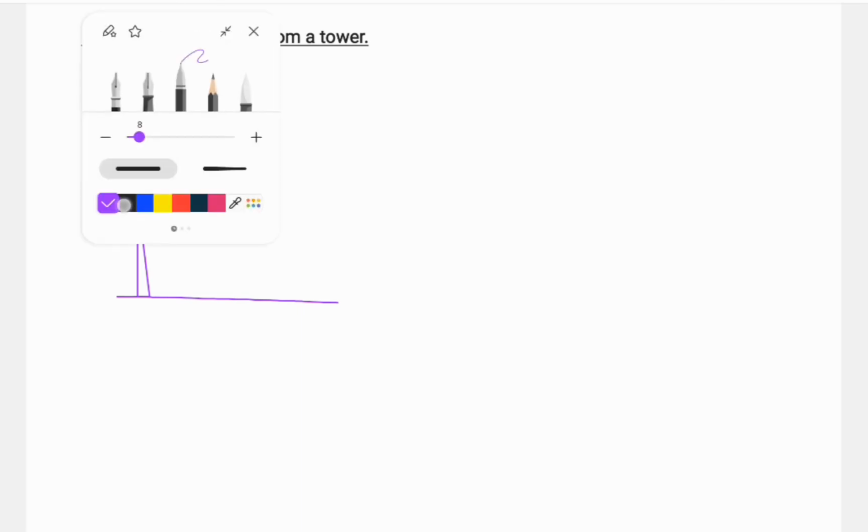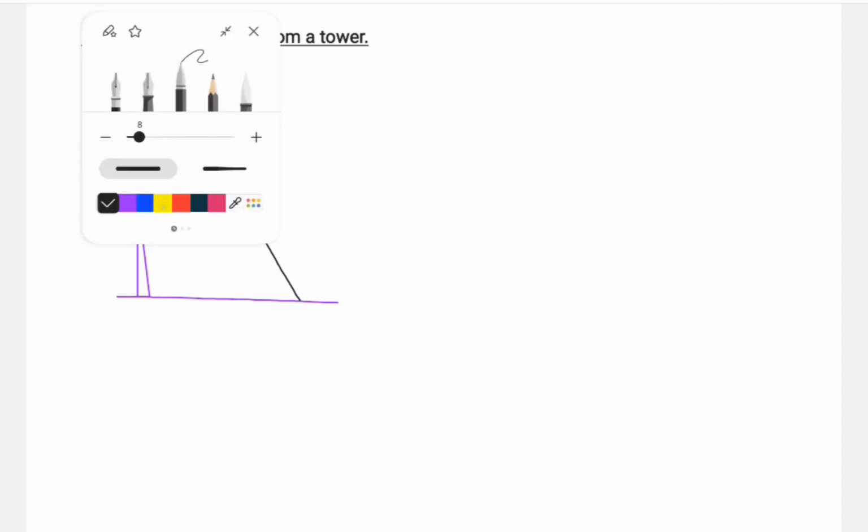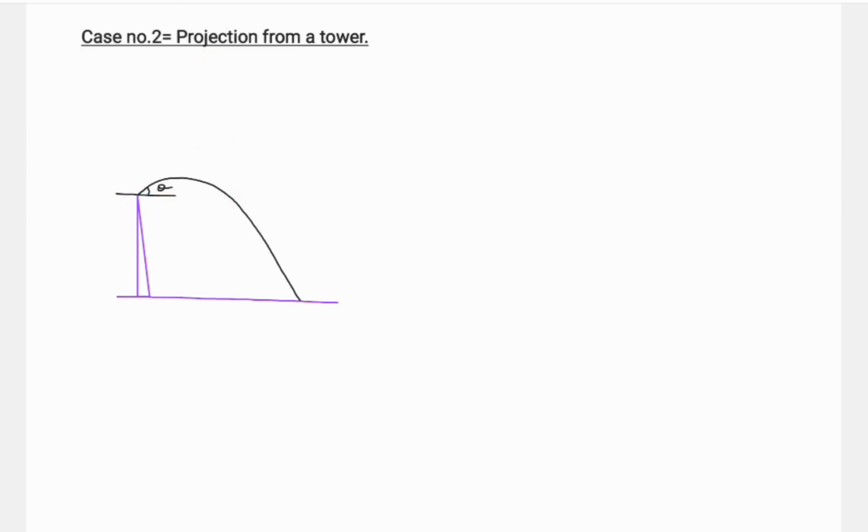Let us assume we are having a flat surface like this, and we are having one tower on the surface like this. Now the projection is like this from the tower. We have thrown a projectile at angle theta from the horizontal axis.